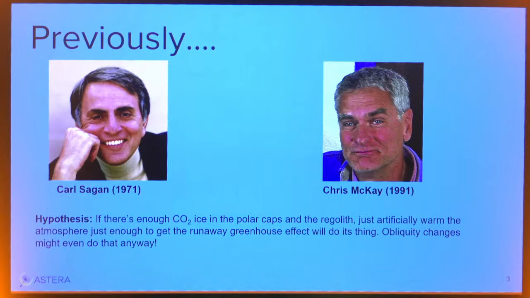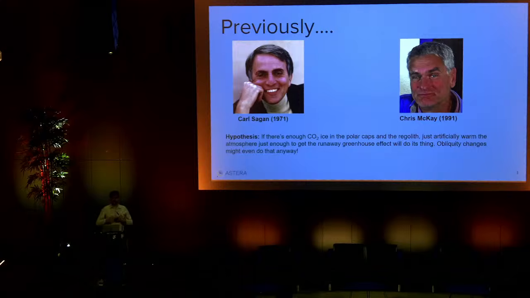So the initial studies on this were done by Carl Sagan and Chris McKay. So Chris McKay made a very long review article on this. So their hypothesis was that if there was enough accessible CO2 ice in the surface and accessible subsurface, you could just artificially warm the atmosphere just a little bit to liberate these CO2 reservoirs into the atmosphere, and eventually what will happen is you could get this runaway greenhouse effect where you have the buildup of the atmosphere and an increase in the pressure, and this will create this runaway greenhouse effect and a warmer Mars.